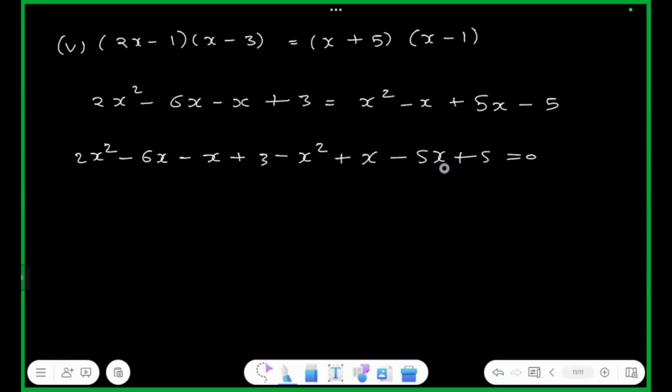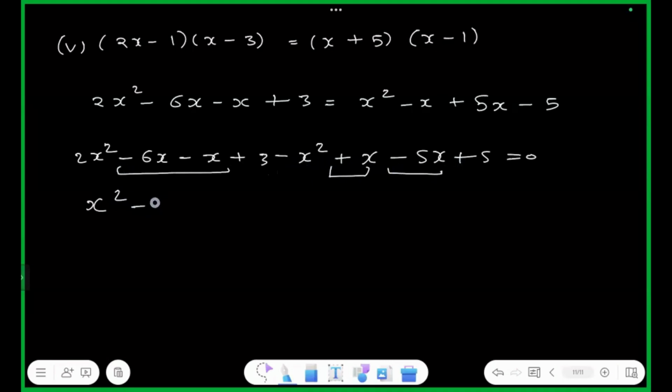Now see, 2x square minus x square, so we will be left with plus x square. Then we have minus 6x minus x, so minus 7x plus x. So look, first of all, minus 6x minus x is minus 7x. Minus 7x and minus 5x, how much? Minus 12x.